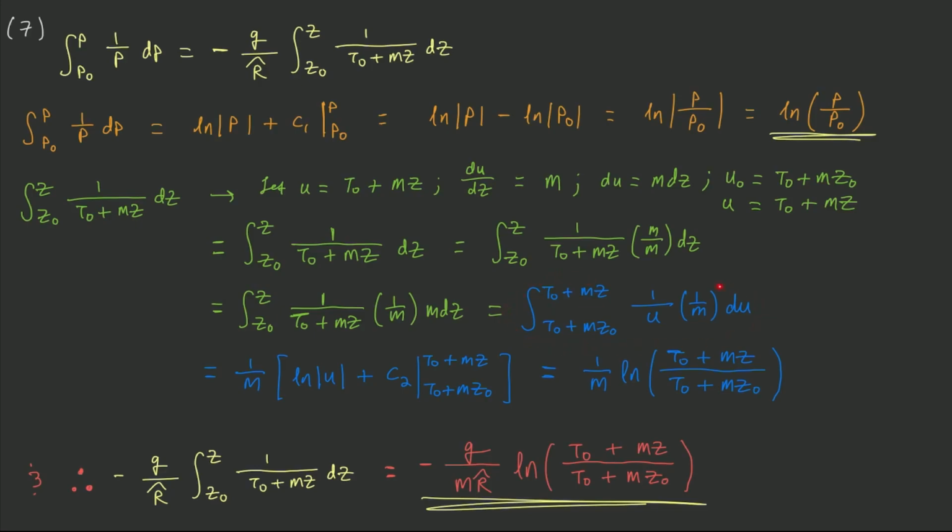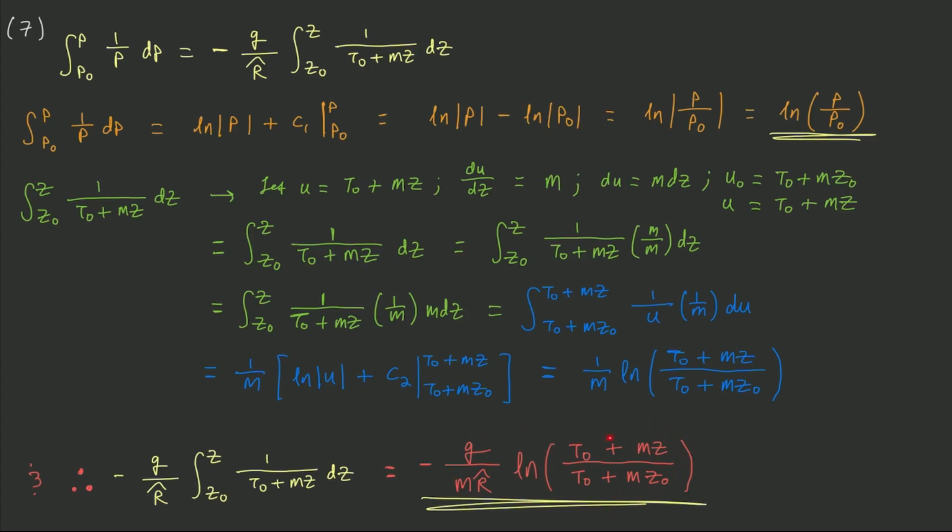And that's why we change the limits of integration like we do right here, from z naught to z to t naught plus mz naught to t naught plus mz. And with that in mind, we're just performing this integral, and we do get 1 over m, the temperature lapse rate m, which is defined as negative. So 1 over m times the natural log of the quantity t naught plus mz over t naught plus mz naught. And adding in that constant factor that we didn't include in the integral, negative g over r hat, times this integral, we get that the right-hand side is equal to negative g over m r hat times the natural log of t naught plus mz over t naught plus mz naught.